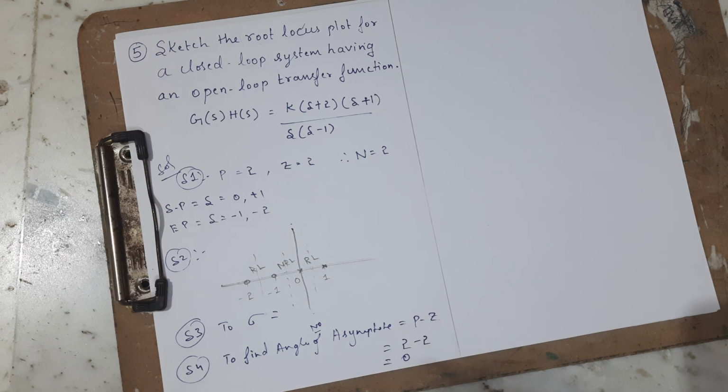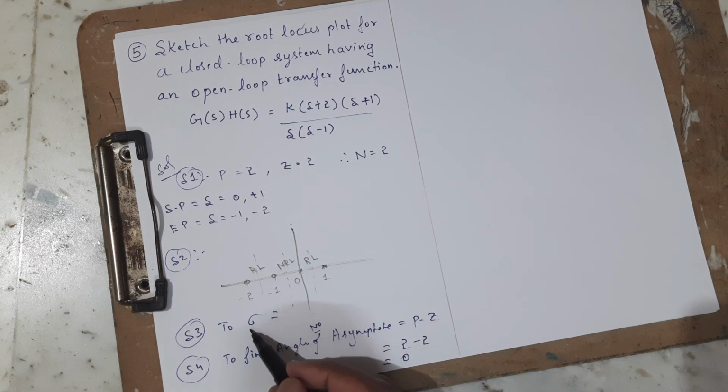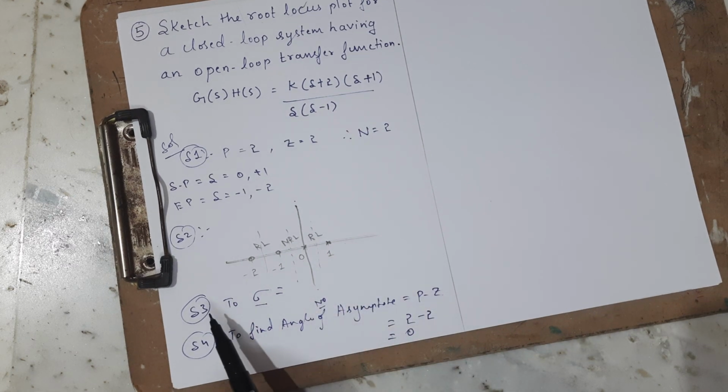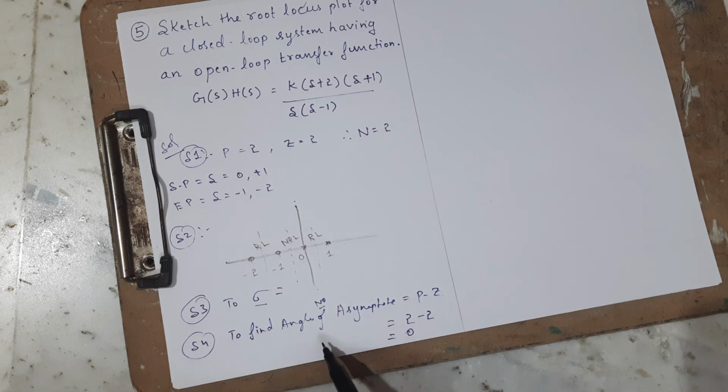If there is no asymptote, there is no need to find out the centroid. So that's why in this problem there is no requirement for step number 3, that is the centroid, as well as the angle of asymptotes. This you have to show clearly.